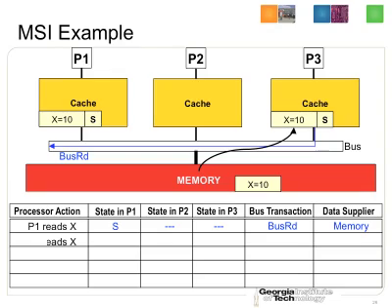So after this action finishes, we're going to have this cache line in shared state in P3, and that was the bus transaction generated, and it was the memory who supplied the data.